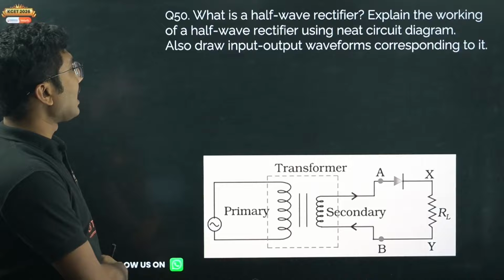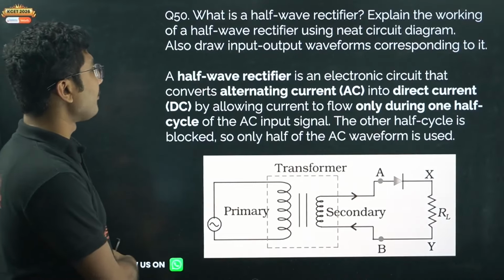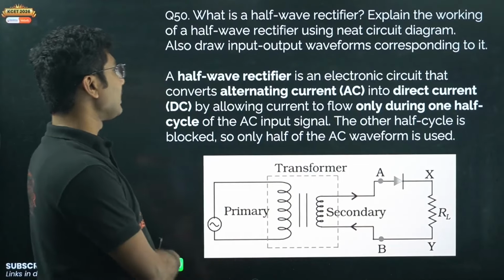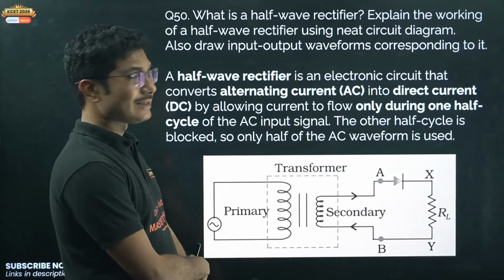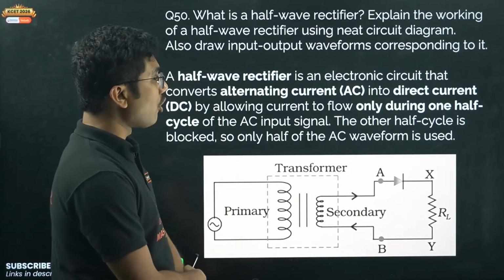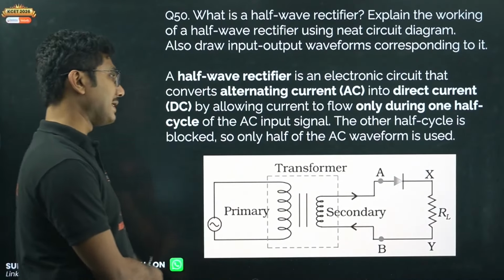Next is, what is a half wave rectifier? Explain the working of a half wave rectifier using a neat circuit diagram. A half wave rectifier is an electronic circuit that converts alternating current AC into direct current DC by allowing the current to flow only during one half cycle of the AC input signal.